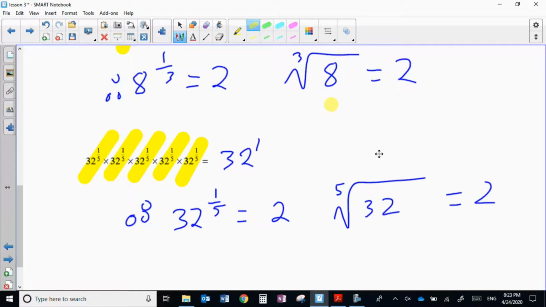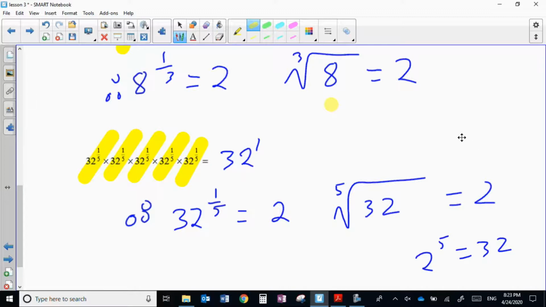Now, I know what you're thinking. How do you know so quickly that 2 to the power of 5 is equal to 32, or that the fifth root of 32 is equal to 2? Well, the short answer is I'm a math teacher and I do math all day long, and after a while you just start to remember some of these things.